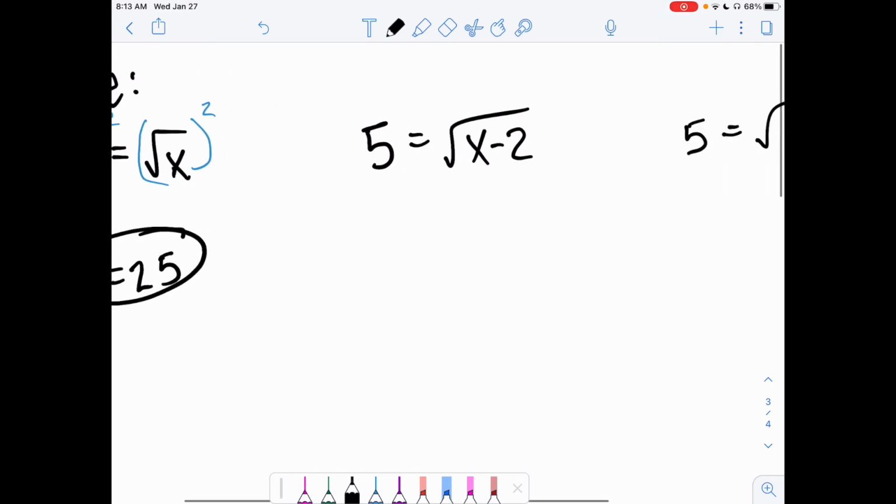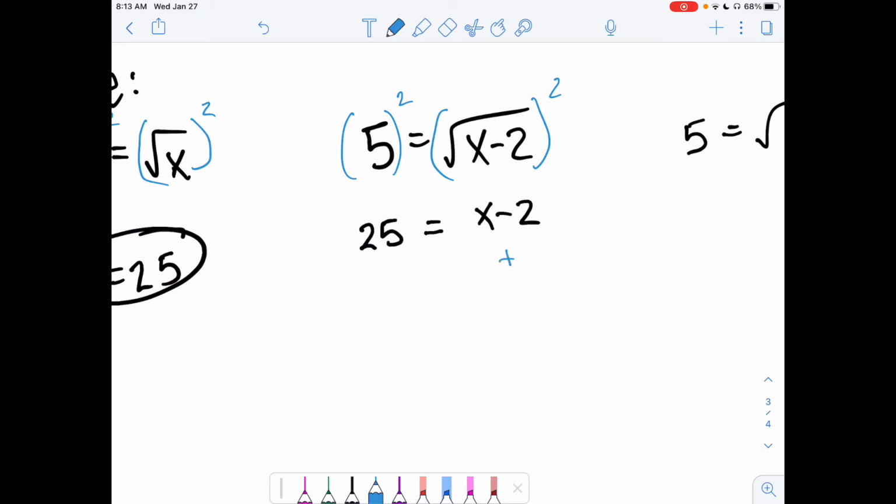Let's take a look at the next one. To get rid of the radical, we have to square both sides. So now we have 25 equals x minus 2. Notice the radical's gone. And now we add 2 to both sides.